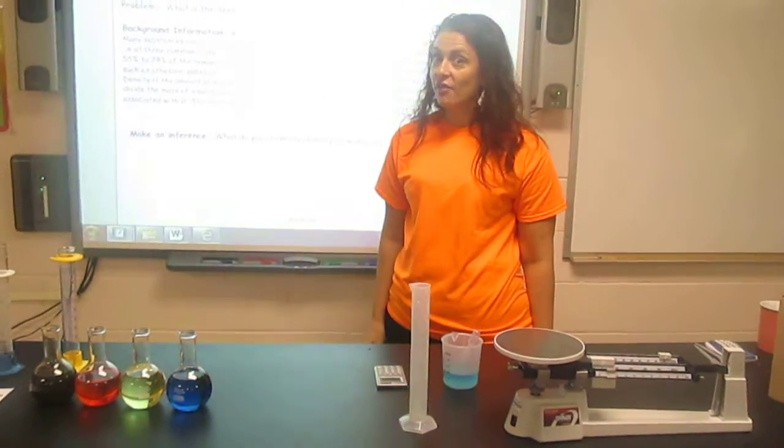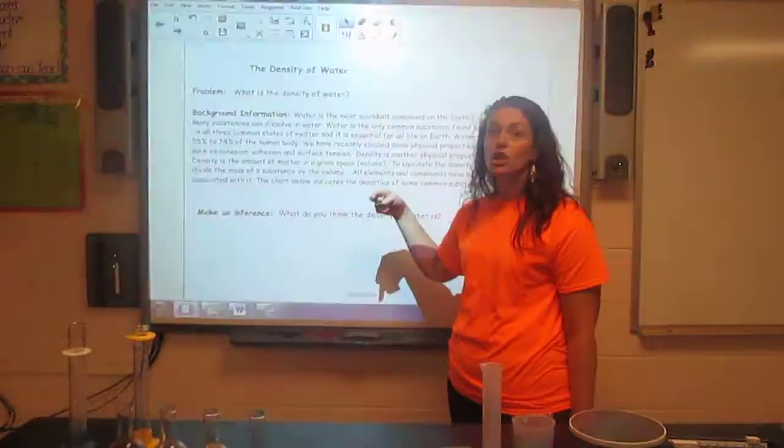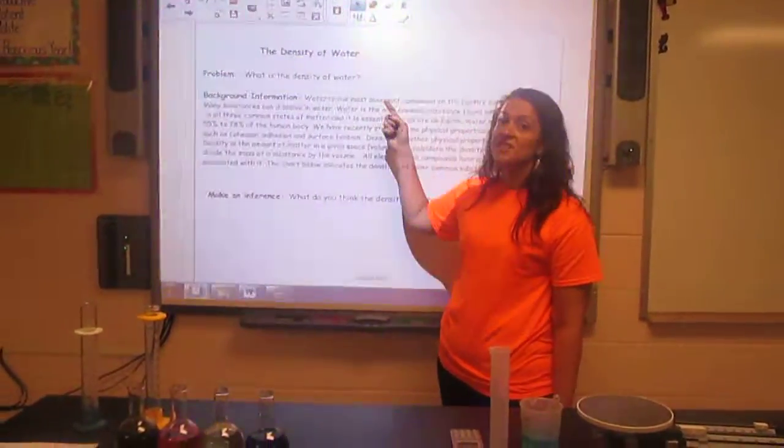The density of water. This is a lab that you completed in class today. So if you didn't understand it, let's take a look at it. The problem was, what is the density of water?